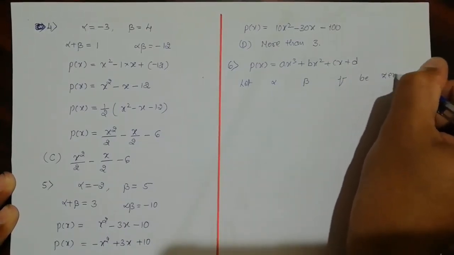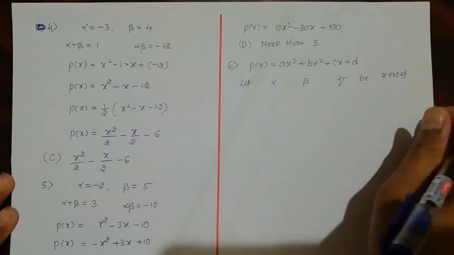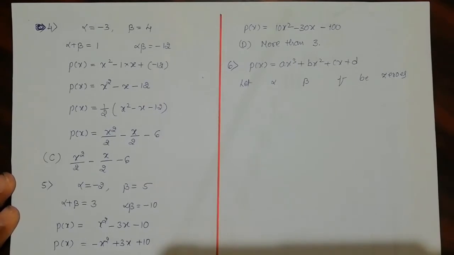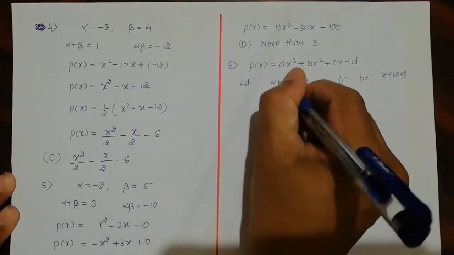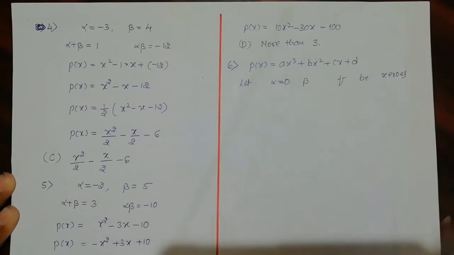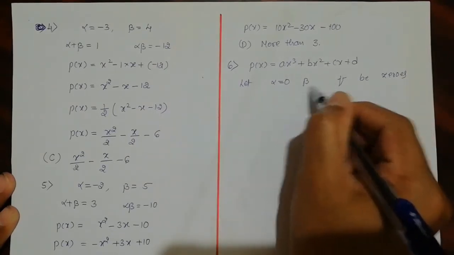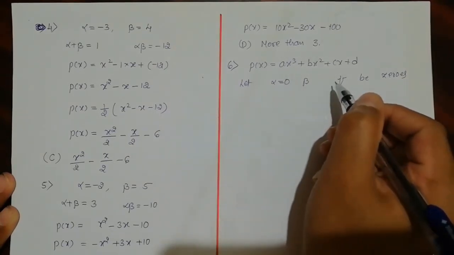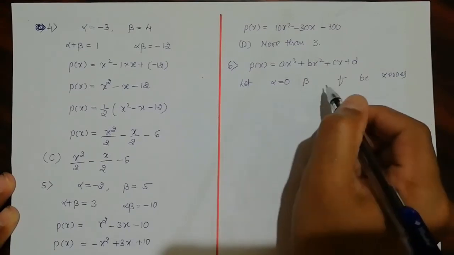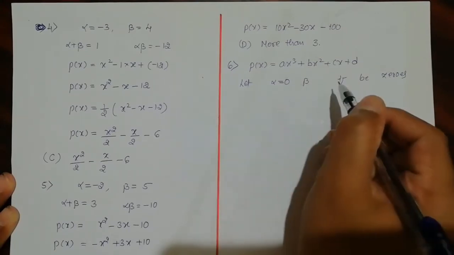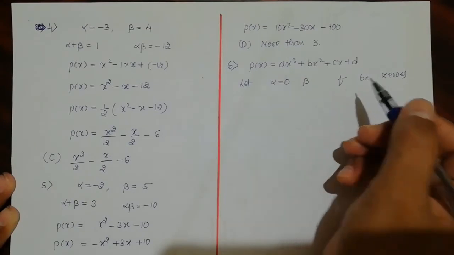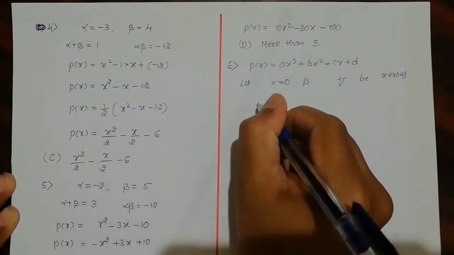In this case only one zero is 0, and let it be alpha. You can choose any one, but I'm going to choose alpha. So now we have to find the product of the other two zeros. Other two zeros means beta and gamma. Their product means beta into gamma, or gamma into beta. So for this one I'm going to consider this one.